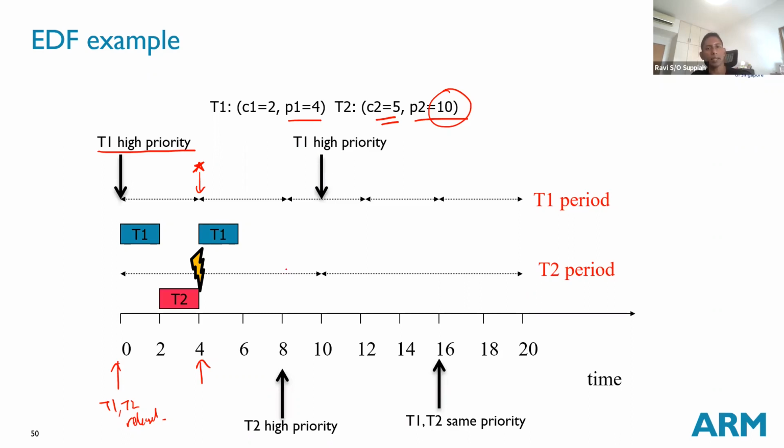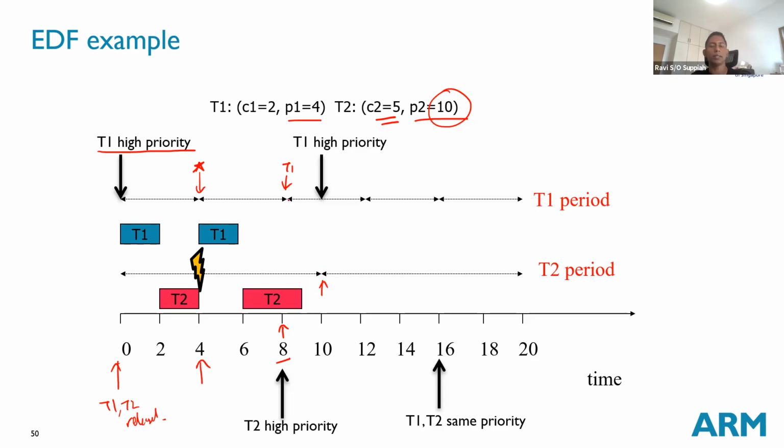Task 1's deadline is going to come earlier, because task 1's deadline is over here, whereas task 2's deadline is over here. So because task 1's deadline is coming earlier, task 1 will be given a higher priority to run first. Task 1 will run, and then task 2 will continue. As task 2 is continuing, at this point another instance of task 1 is released.